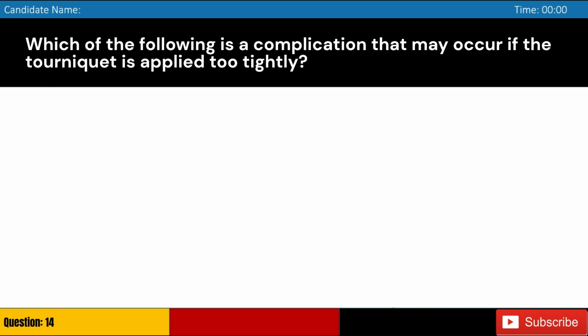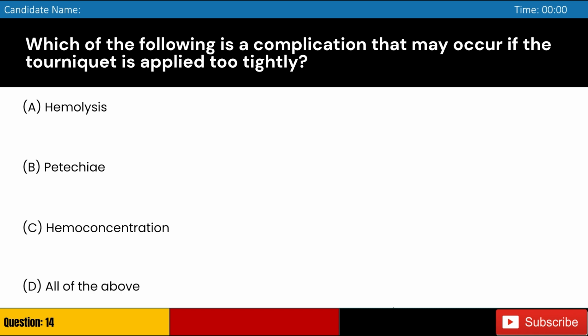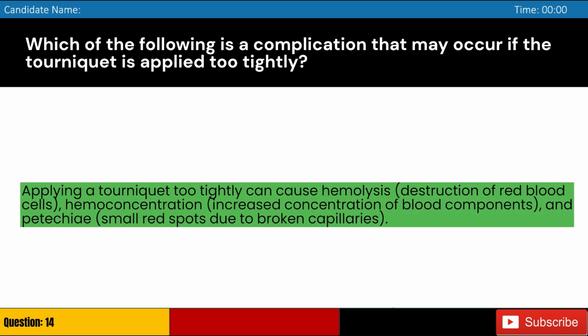Which of the following is a complication that may occur if the tourniquet is applied too tightly? A. Hemolysis. B. Petechiae. C. Hemoconcentration. D. All of the above. Answer: D. Applying a tourniquet too tightly can cause hemolysis, destruction of red blood cells; hemoconcentration, increased concentration of blood components; and petechiae, small red spots due to broken capillaries.